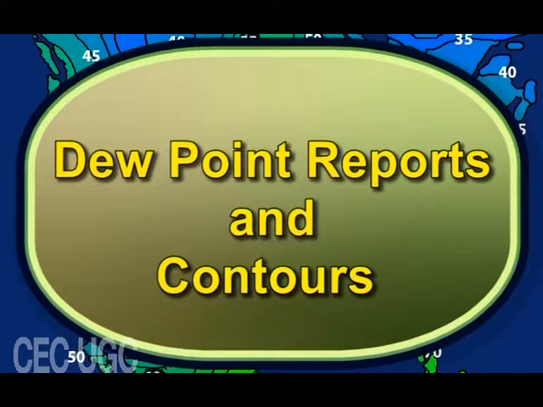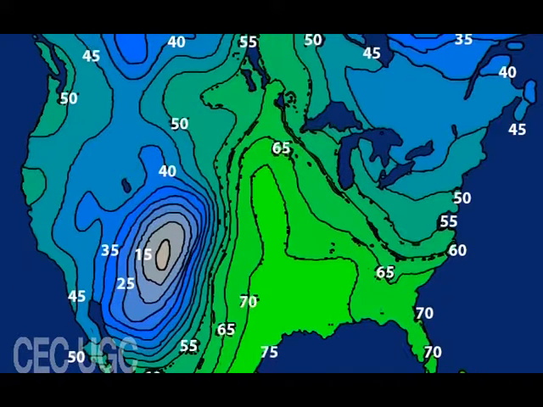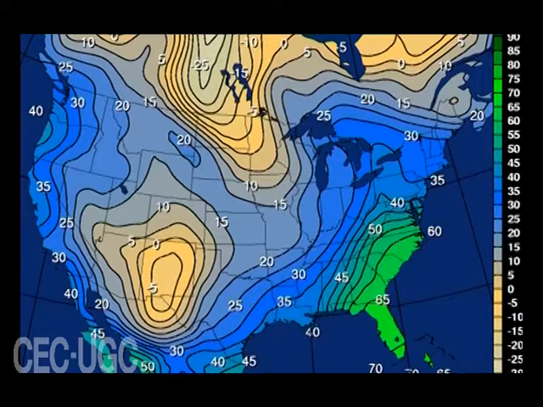Dew point reports and contours. This surface meteorological chart shows the dew point temperature pattern over continental United States and is updated every hour. Dew point temperature is a measure of moisture in the air and is contoured here every 5 degrees. In the example above on the left, there is a large change in dew point temperature from New Mexico to central Texas. This suggests that a dry line is somewhere in the area.